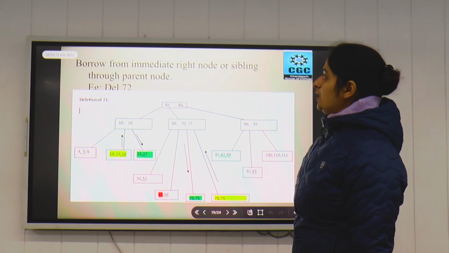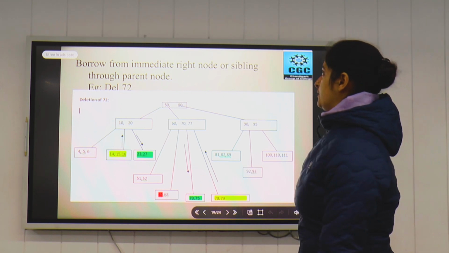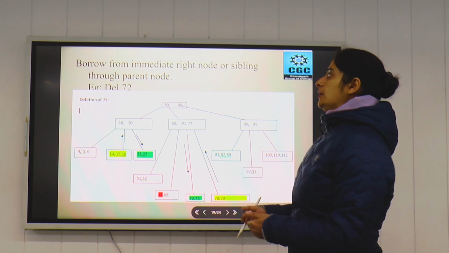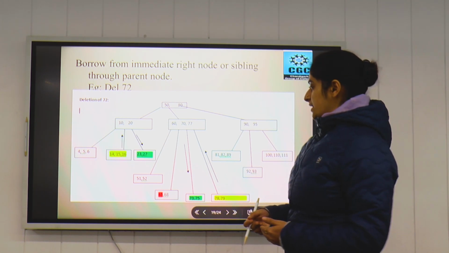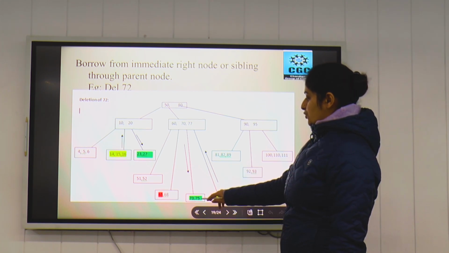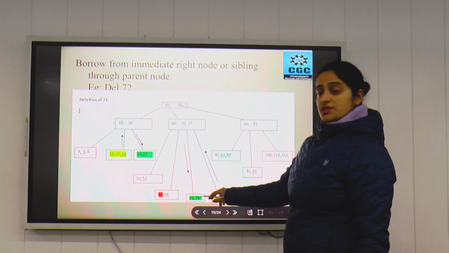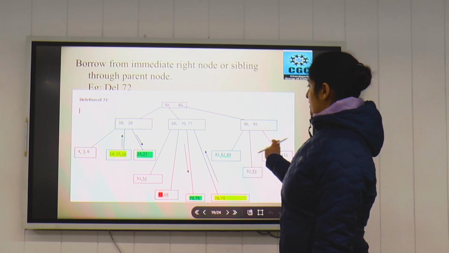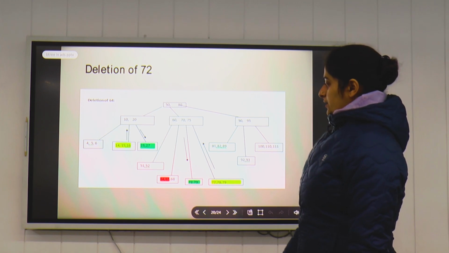So this is how the second case works when I have the provision to borrow from the right hand side. We can see 72 is omitted. Now we have the data elements 73 and 75. So this is one example of this.